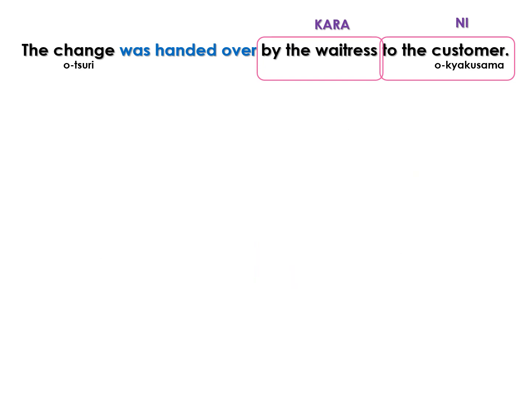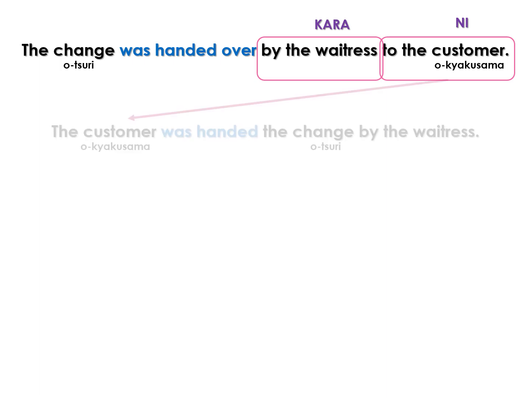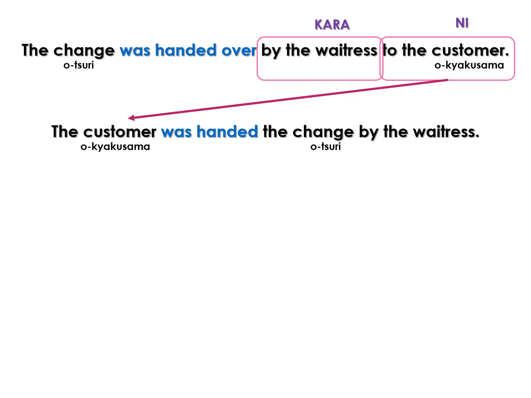Now in some cases, the indirect object becomes the subject of the passive sentence. Just to jog your memory, the indirect object is for whom something is done in the sentence. And in our example here, that is the customer. So our new sentence now becomes, the customer was handed the change by the waitress. And in this construction, the waitress can now also take the particle ni again.